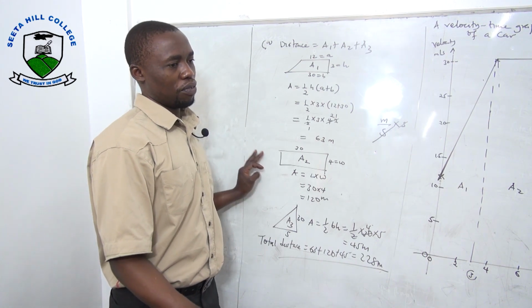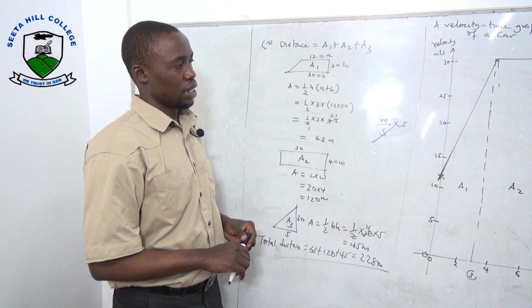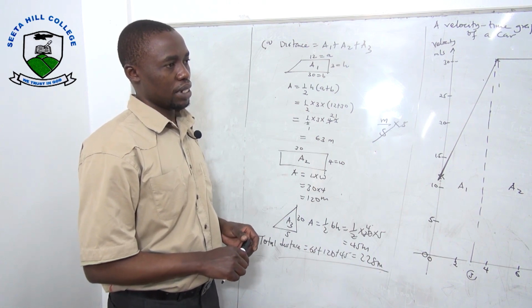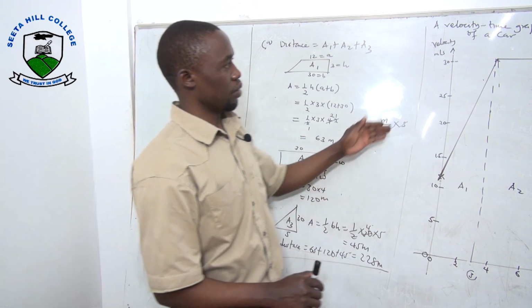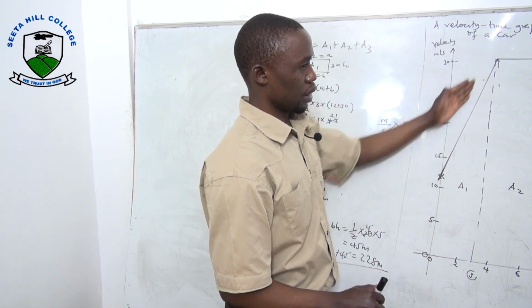Now the last part of the question was find acceleration. Acceleration is change in speed. Change in speed, we just find the difference in speed out of time between this region.